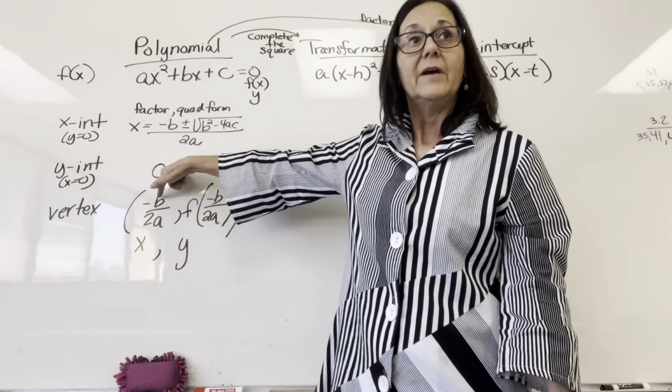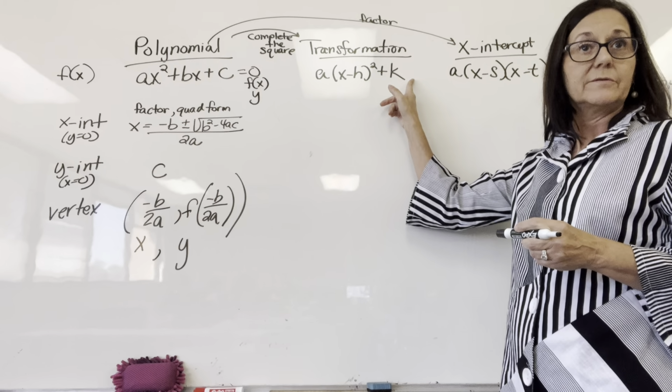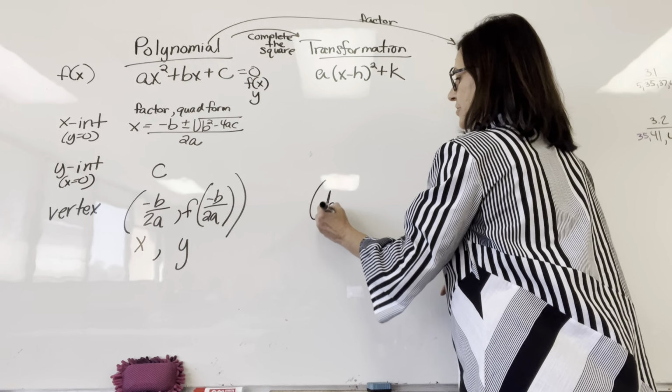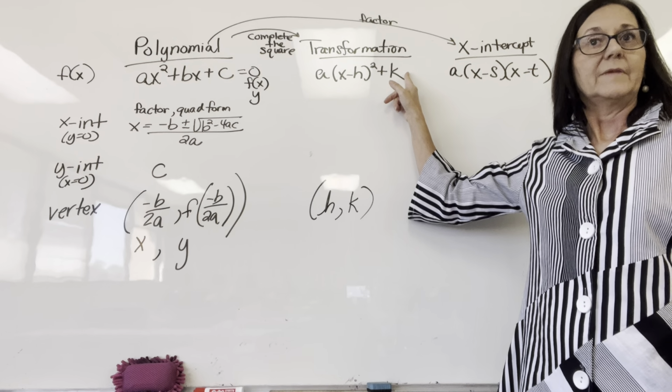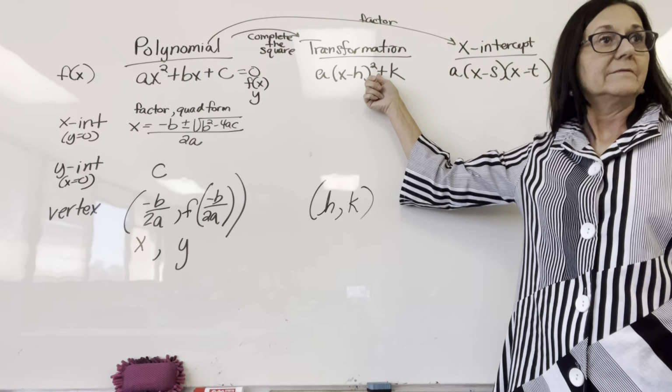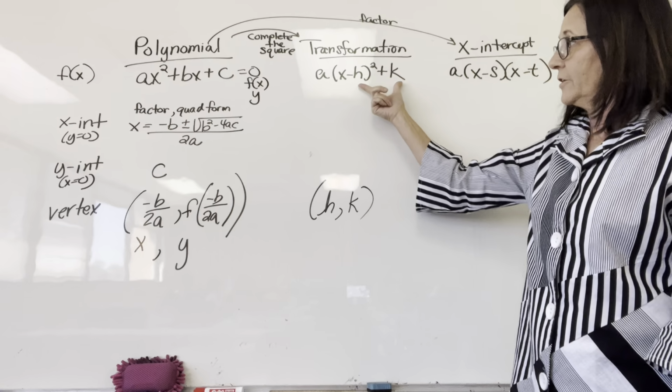All right, we're going to work through some of these. For the transformation form, the vertex is the easiest. What's the vertex? It's your h, k values. Remember we said opposite, same? Because this is a negative and that's a positive. So it's literally your h, k values. Your vertex is given.